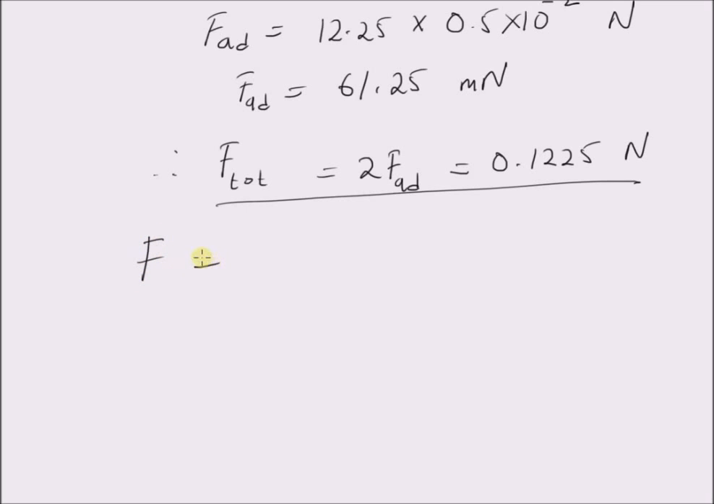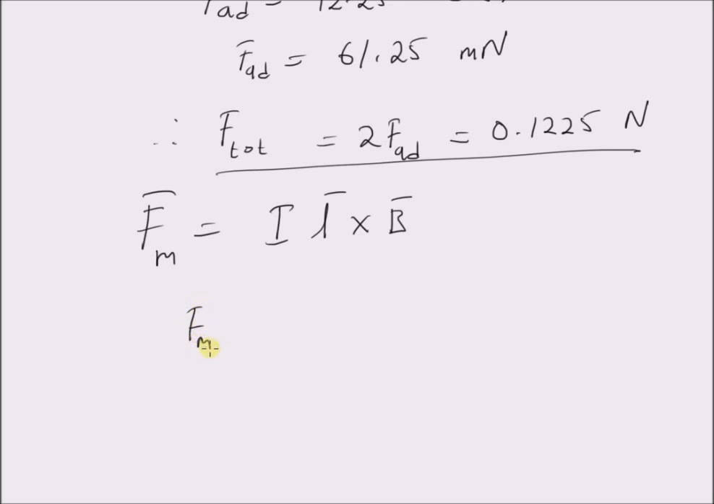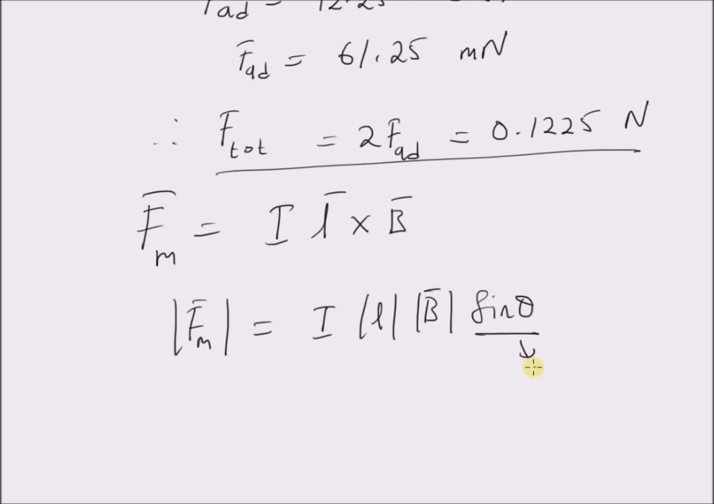And this force should be equal to the magnetic force. The magnetic force on a wire of length L is given by I into L bar cross B bar, where L bar is the vector corresponding to the length of the wire and B bar is the magnetic flux density vector. And since the wire is suspended exactly perpendicular to the direction of the magnetic field, the magnitude of the magnetic force is given by I into magnitude of L into magnitude of B into sine theta. However, sine theta is clearly 1 because the wire is perpendicular to the magnetic field's direction. So this is equal to 1.